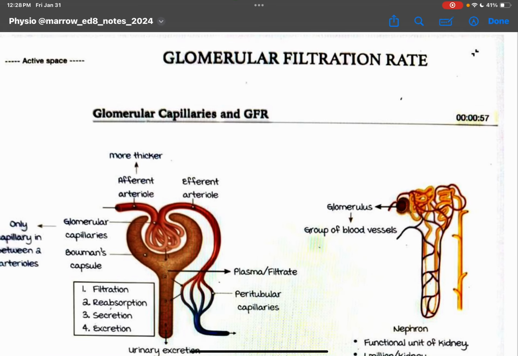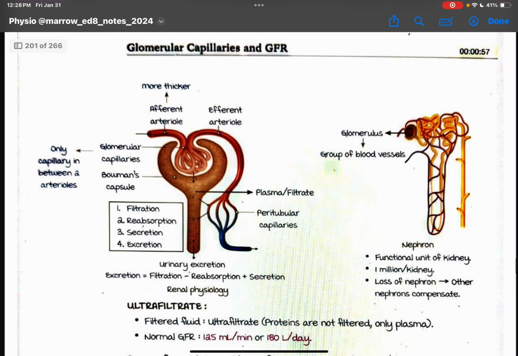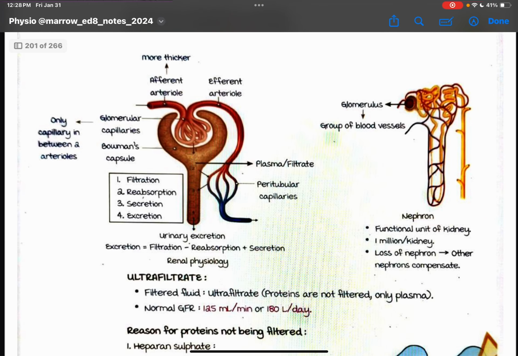The topic for this video is glomerular filtration rate, glomerular capillaries and GFR. Here you can see a diagram of a nephron, which is the functional unit of the kidney. There are 1 million per kidney, and with loss of nephrons, other nephrons have to compensate. They have shown a glomerulus, which has a group of blood vessels.